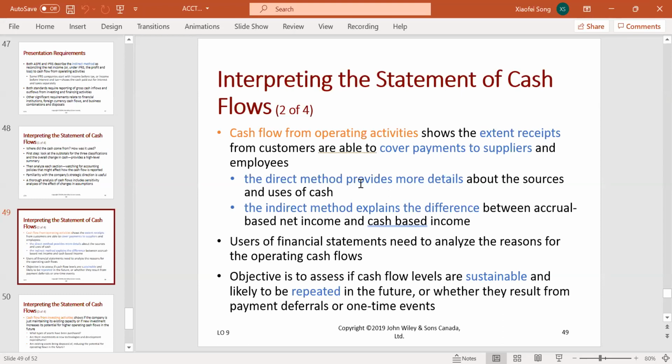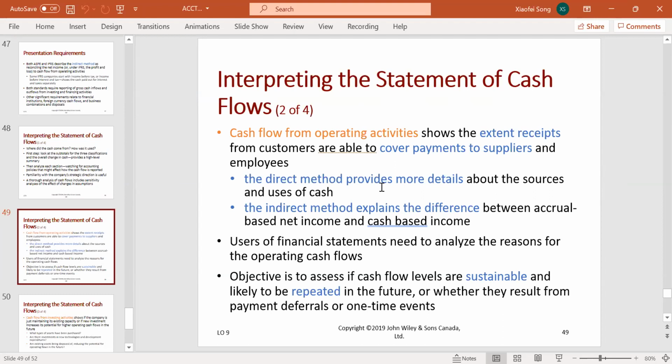So that's why CFO should be a lot bigger than net income. The direct method provides more details about the sources and uses. The indirect method explains the difference between accrual and net income on the cash basis. So keep in mind when you see the adjustment from accrual to cash, that's the change. That's the change in those accounts.